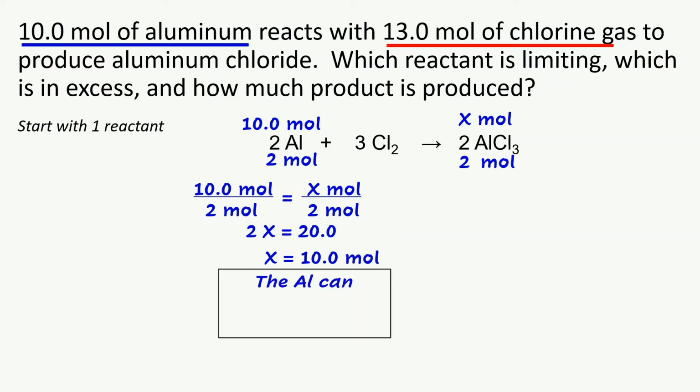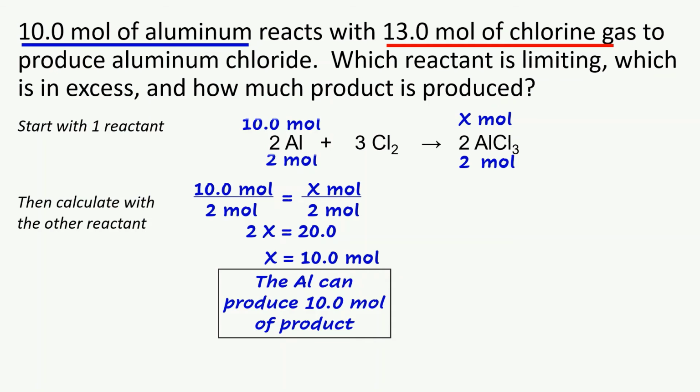And I can see that from the aluminum, I'm going to be able to make 10 moles of product. Well, now I need to calculate how much product can be made from the chlorine. So over the chlorine in the reaction, I'm going to write 13.0 moles. I'm going to drop the unit underneath. And again, it's the coefficient that tells me the number of moles. So I'm going to put that underneath.